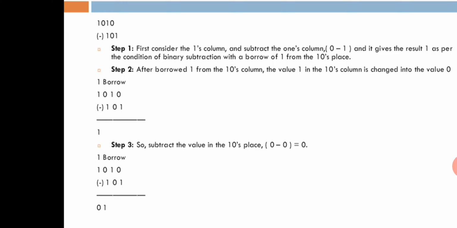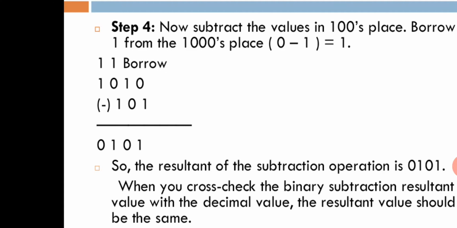In step 3, subtract the value in the 2s place. 0 minus 0 equal to 0. So ultimately that is the stepwise process they have given. See, next step, it was already 0. So 0 minus 0 is nothing but 0. In the third step, what are they going to do? They are going to do 0 minus 1 which is nothing but actually 1, isn't it? So you can see here where it is.